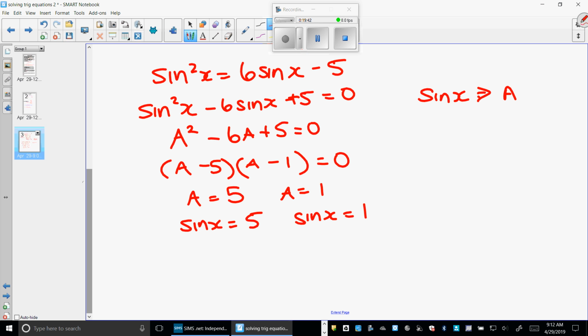Now at this point, some of you may be remembering more than others. Is there anything wrong with anything written there? It can't be more than 1. So which of these must we ignore? We're going to ignore this bad one, because it's impossible, and we're just going to focus on sine x equals 1.